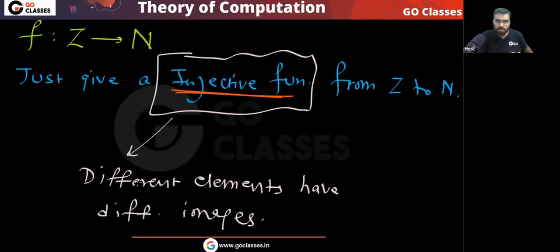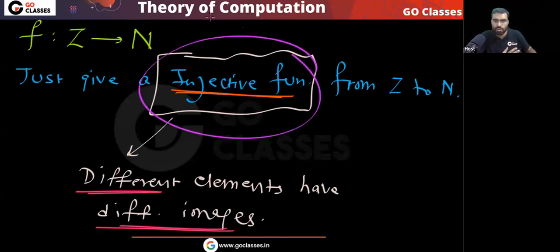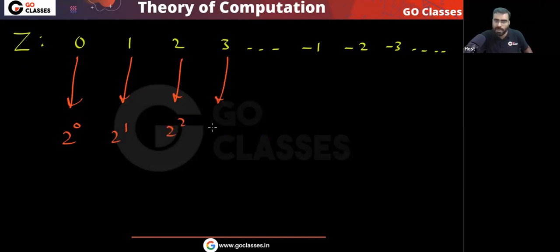Different elements get different images. This is what I want to make sure, so that I get an injective function. So what can I do? This is quite simple. All of them you map to 2 power 0, and so on, to powers of 2. Are you getting my point?